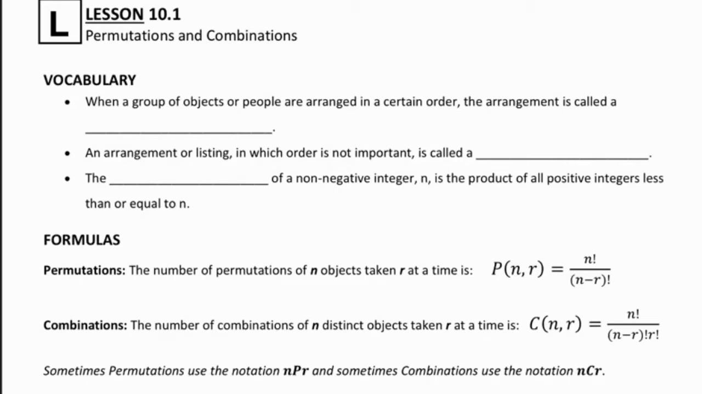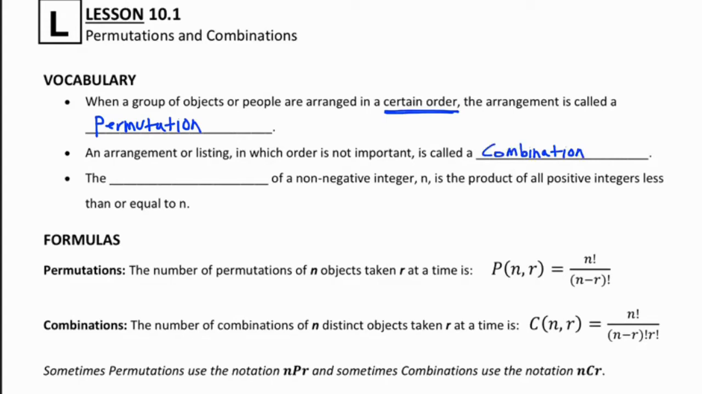So of course the first definition that we have is a permutation. When a group of objects or people are arranged in a certain order, I want y'all to remember that. Permutation is in a certain order. The arrangement is called a permutation. So I want y'all to make sure you remember that permutation means the order does matter.